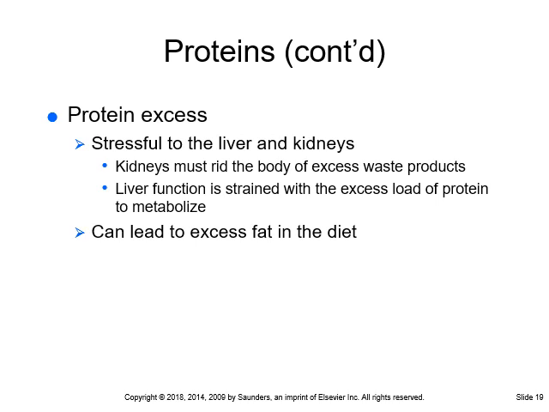Protein is metabolized by the liver. Liver function may be strained with excess load of protein to metabolize. High protein diets, especially from meat sources, can lead to excess fat in the diet. High fat diets are associated with increased risk of obesity, heart disease, and certain types of cancers.